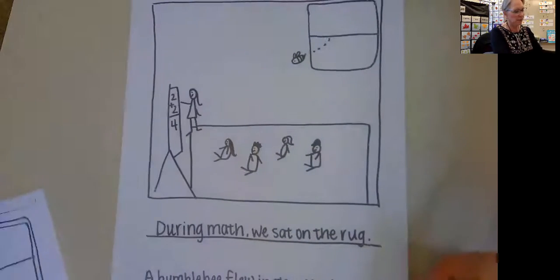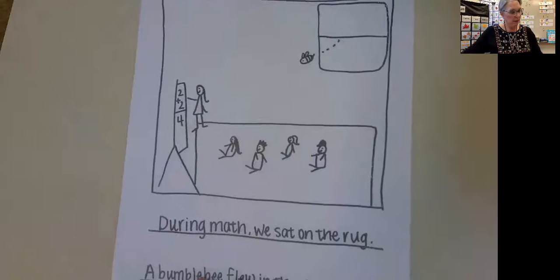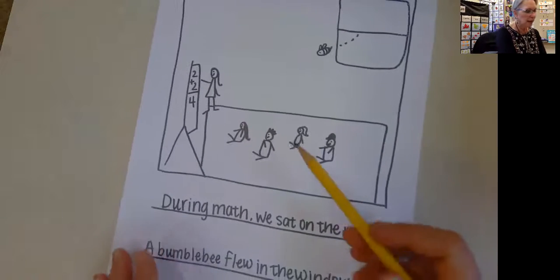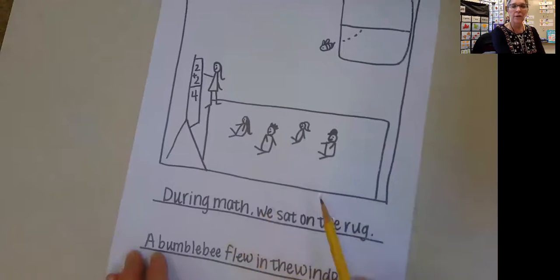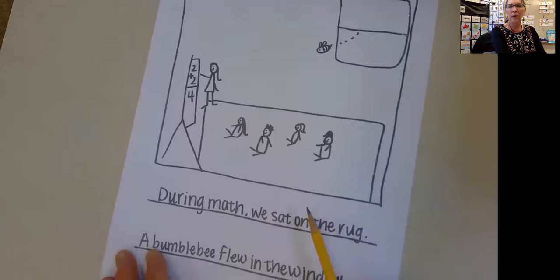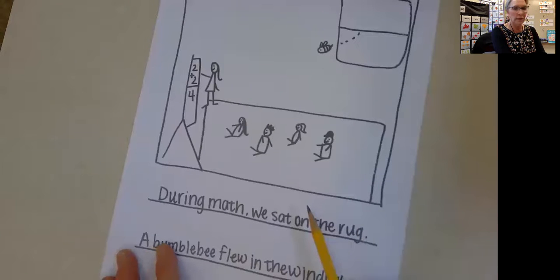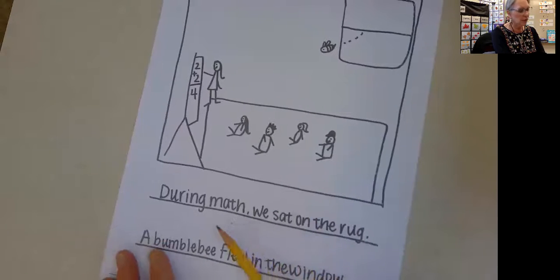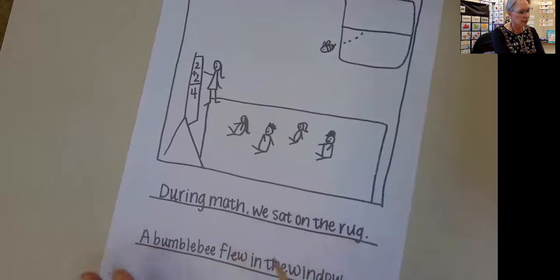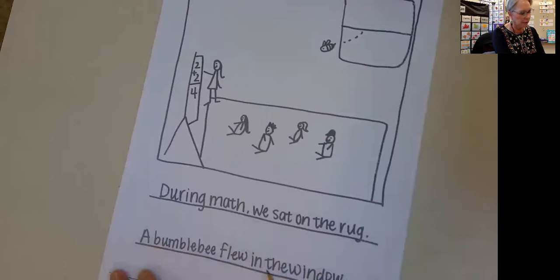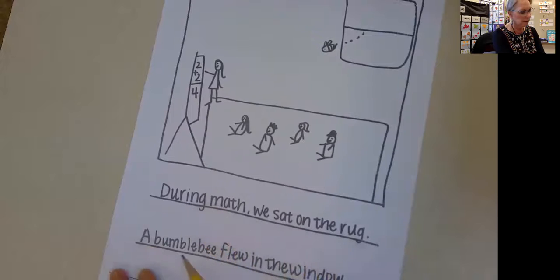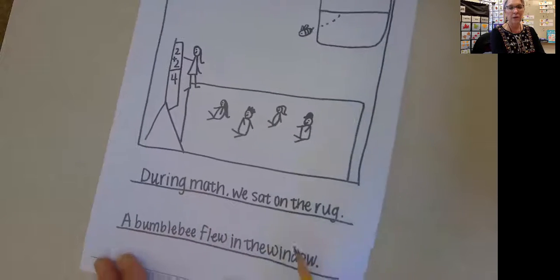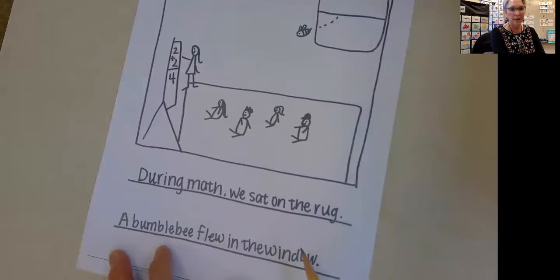Then what I wanted to do is I want to add words, right? And so if I know how to write sentences, I can add a lot of words. So I want to say, during math, we sat on the rug. A bumblebee flew in the window. And I wrote all of these things. And I'm an adult, so I wrote it all correctly.